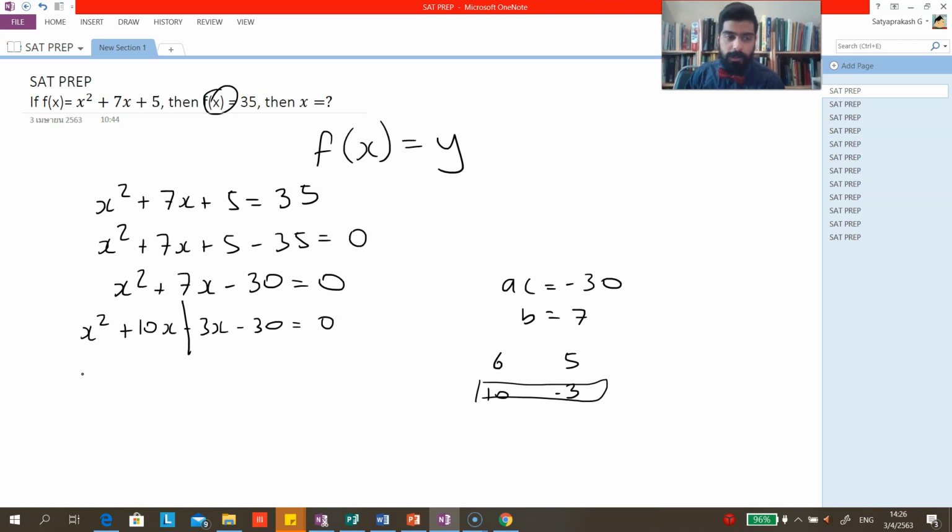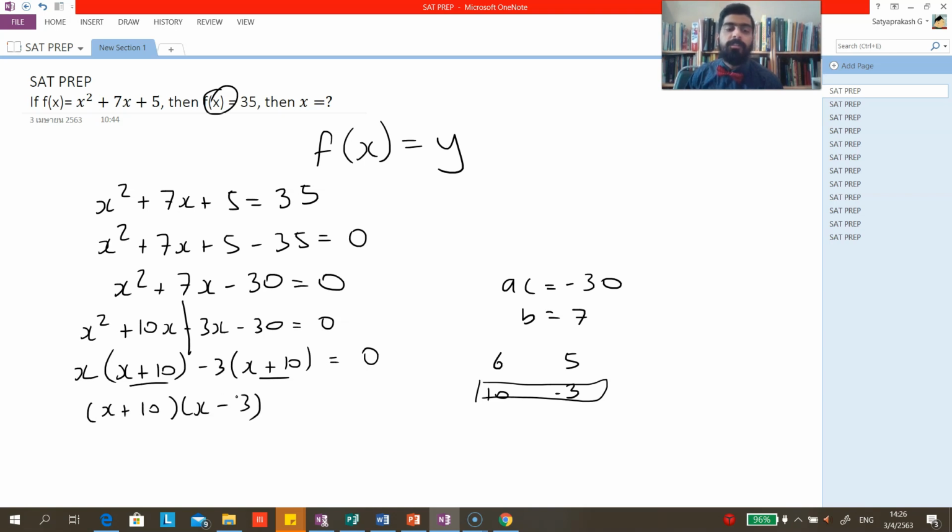So the first one, what we have is x. Inside a bracket I would have x plus 10, and then I have negative 3 here. Inside a bracket I would have x plus 10. And if you take a look at this, these two brackets will always be equal, right guys? And the final answer we have is x plus 10 and x minus 3. So these are the steps, but once you have figured out these two numbers, you can pretty much write it as x plus 10 and x minus 3 from here and here.